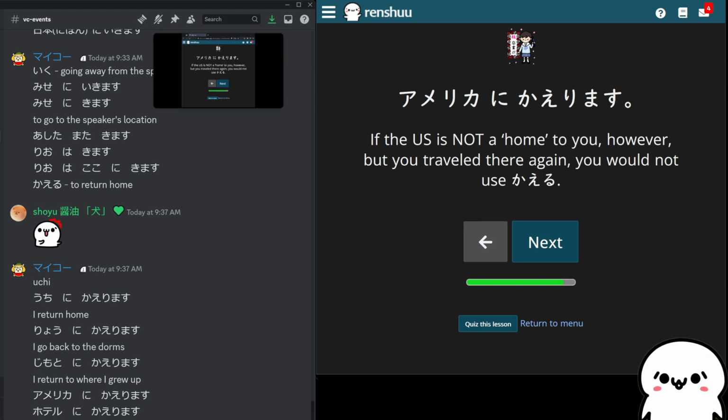So, kaeru, yes, it means to return home, but also no. Or rather, yes, it means home, but what is home? Home is not as strict as it is in English, where you would not say home if you were speaking about a hotel. Home is home. There's only one home. However, in Japanese, this kaerimasu gives you a bit more flexibility.